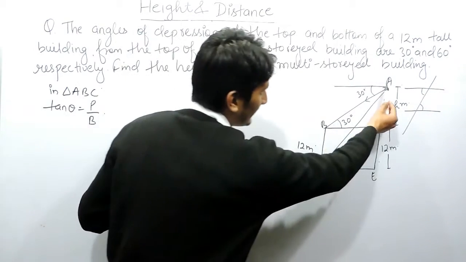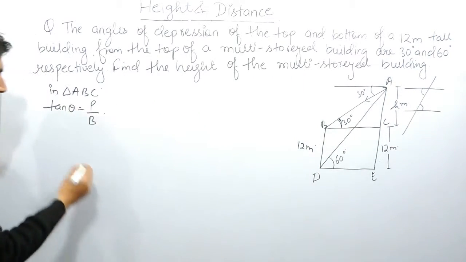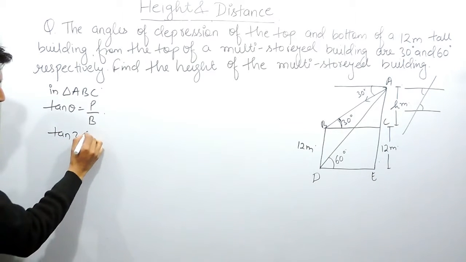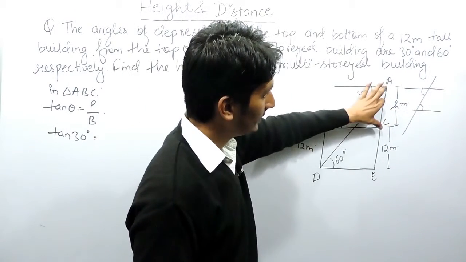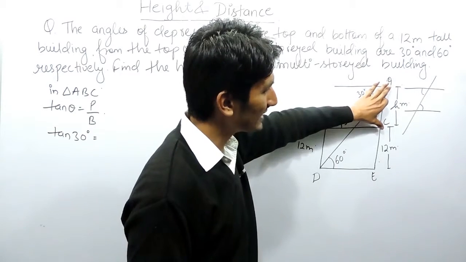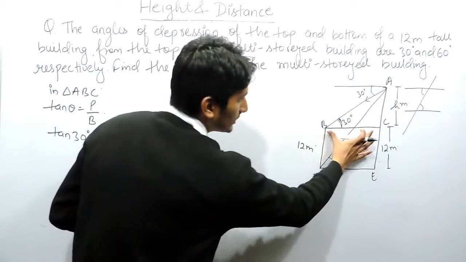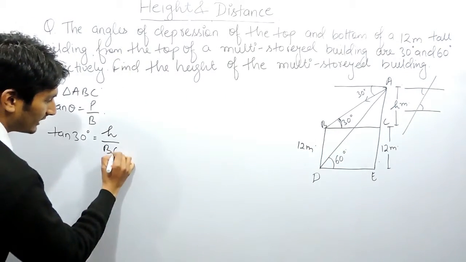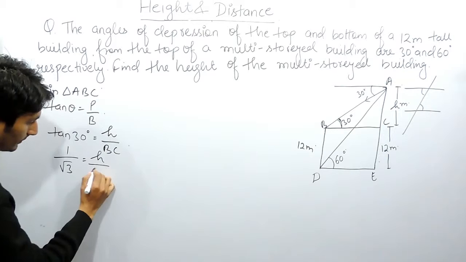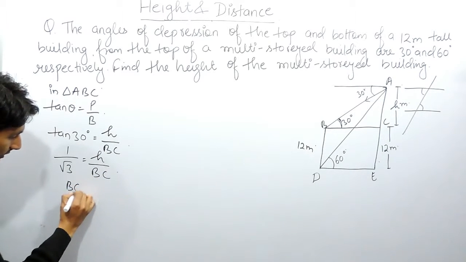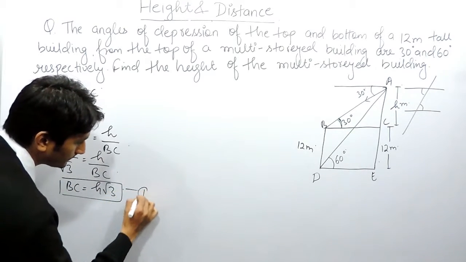In triangle ABC, theta is given as 30 degrees, so we find the ratio for tan 30 degrees. The side opposite to this theta is the perpendicular, which I have supposed as h meters, and the base will be BC. The value of tan 30 is 1 upon root 3, so this is h upon BC. If I cross multiply, the value of BC will be root 3 h. So this is our first equation.